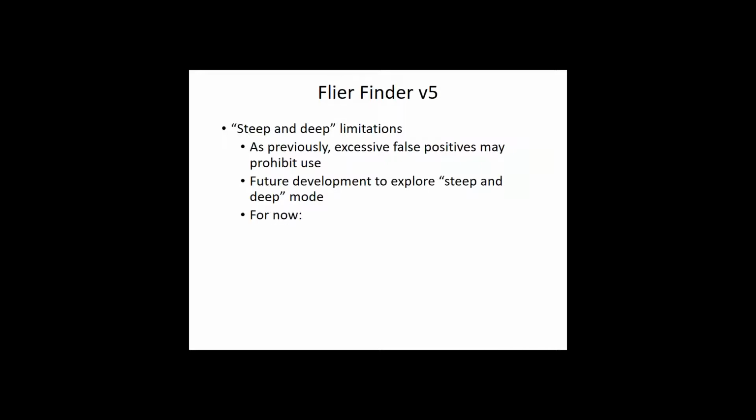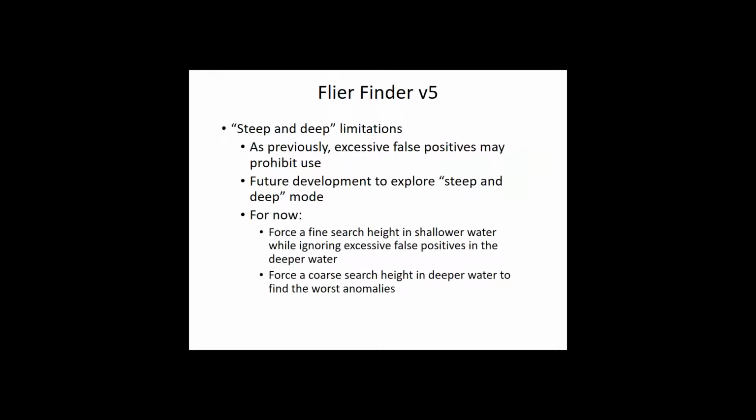For use of Flyer Finder, until we have better development here, in these real steep and deep areas, you can force a very fine search height and look at the flags in the shallowest parts of your grid and ignore the millions of false positives you might get in the deeper water. And then for the deeper waters, have a very coarse search height to just find the worst of the worst anomalies out there. So that's one way to deal with it in the meantime.